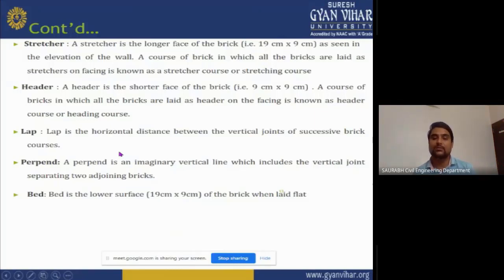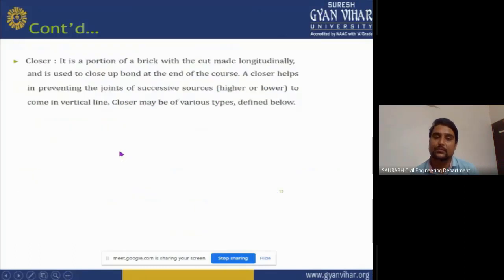What is the bed? As you can see here, bed is the lower surface which is 19 centimeter into 9 centimeter of a brick when laid flat. And closer, it is a portion of a brick which is cut longitudinally and it is used to close a bond and end the course. A closer helps to prevent the joint of successive course from coming in a vertical line. Closer may be various types defined below.